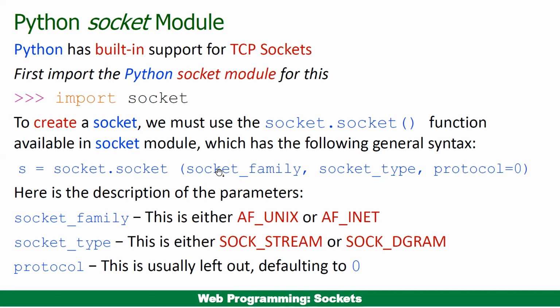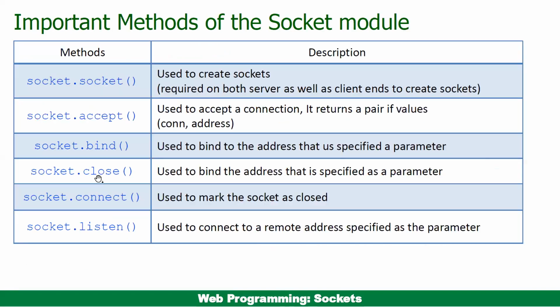So what does the socket function contain? Socket family, then socket type, then protocol. Earlier we have seen the terminologies. The protocol by default is 0. Here the description of the parameters is given below. Socket family: this is either AF_UNIX or AF_INET. Earlier we have seen these explanations. Then the socket type is either SOCK_STREAM or SOCK_DGRAM. Then the protocol, this is usually left out, defaulting to 0. This is the general syntax of creating a socket in Python.